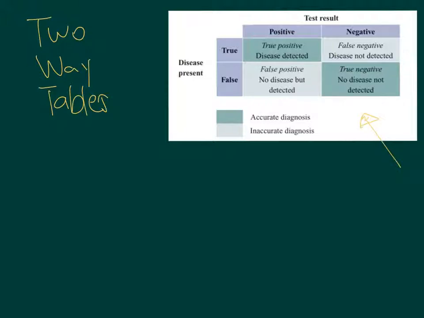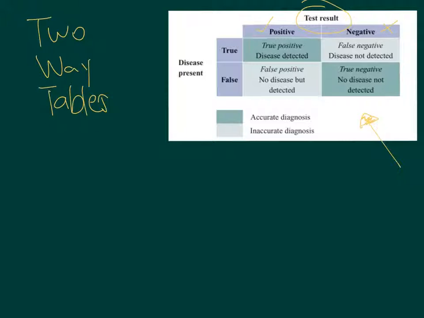Now what you'll see is we've got a test result and a disease present. All this is saying is this is a way of representing some information for two different criteria. So obviously up here, let's say someone's had a blood test for diabetes. The test result can either be positive or negative. So the blood test can either say yes you have the disease or no you do not have the disease.